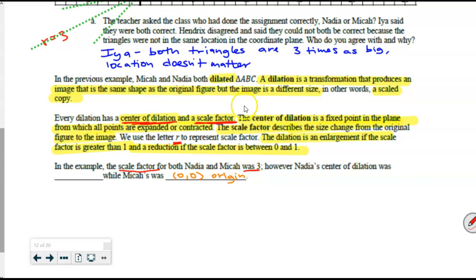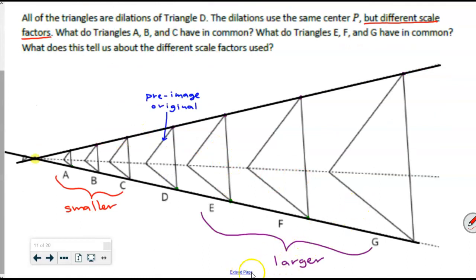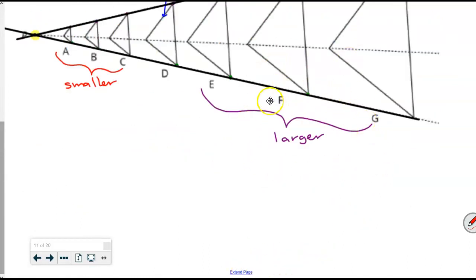Okay. Voices off. The scale factor describes the size change from the original figure to the image. So what I'm asking is, how is this size changing? Remember, we use the letter R. The dilation is an enlargement if the scale factor is greater than 1. Hey, wait a second. You said all of these ones were larger. What does that tell us about the scale factor then? Miley, it's a bigger number. Specifically, it is greater than 1. You should write that down.